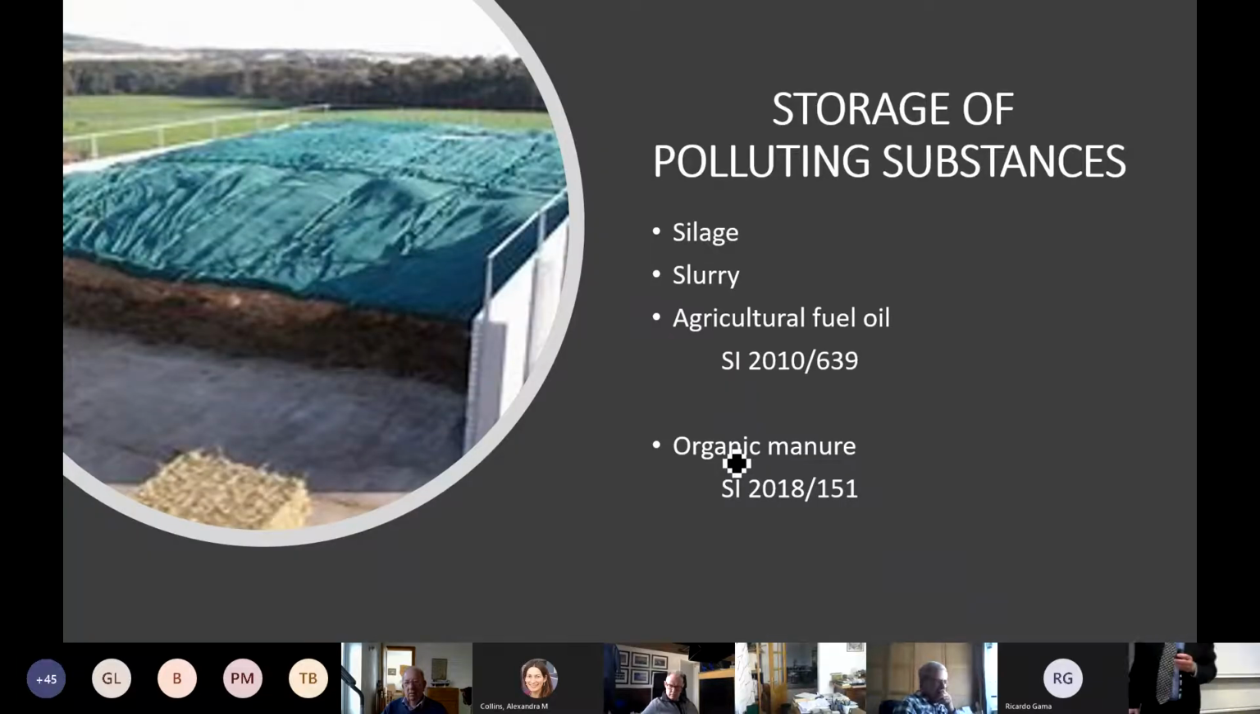And then storage: silage and slurry and agricultural fuel oil. These must all be stored in accordance with the 2010 regulations. And there's an aspect of organic manure under the 2018 regulations. But those are dealt with, and you can see the sort of thing that's required in the photograph.